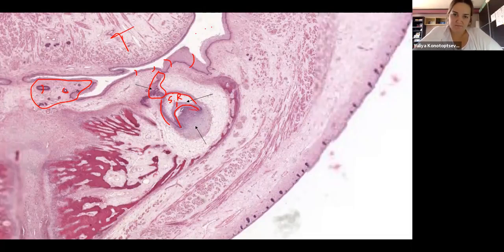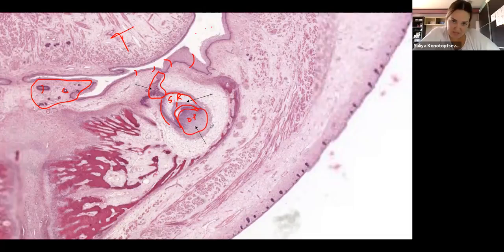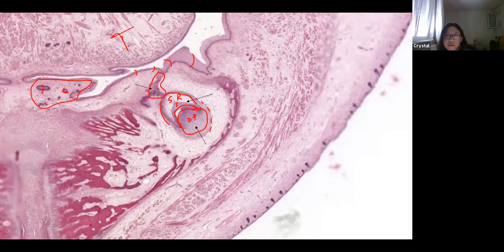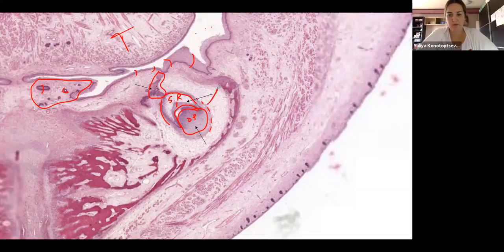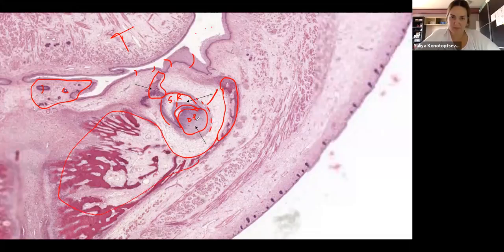What is this? Dental papilla. And do you see very nicely, there is a border here, which is the dental sac. What is this white tissue? Bone. Yes, you can see that this tissue is already differentiated into bone. This is all bone. This is the dental papilla. Dental papilla is this.